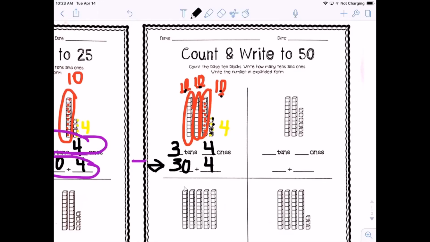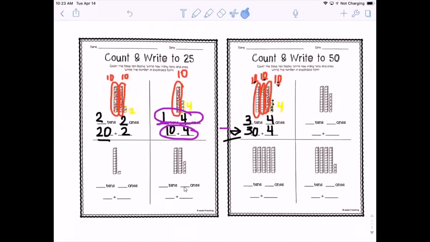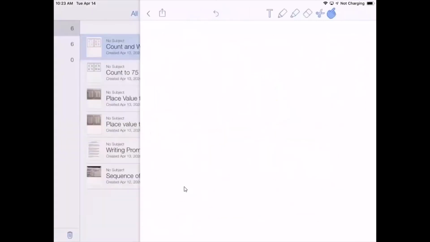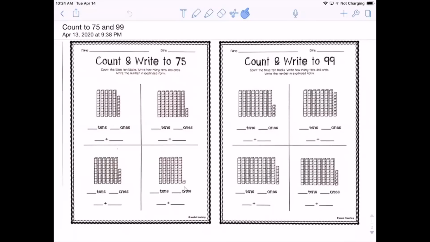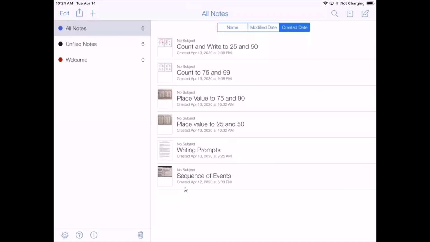So this will be your math homework for today. You have this page to finish today, and then you have the other one, page number 2.